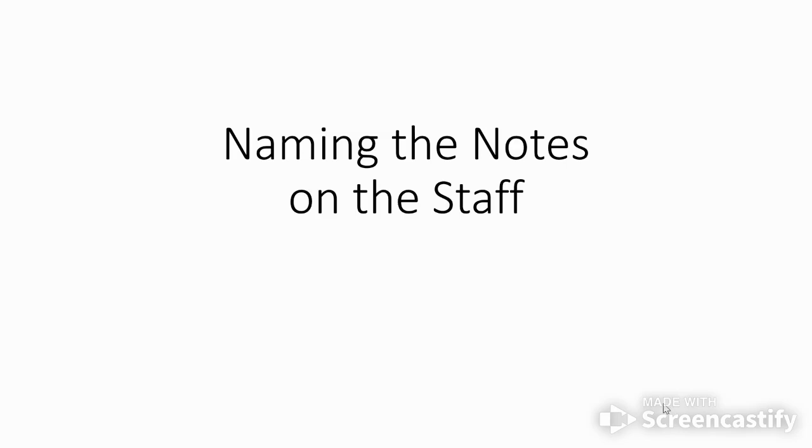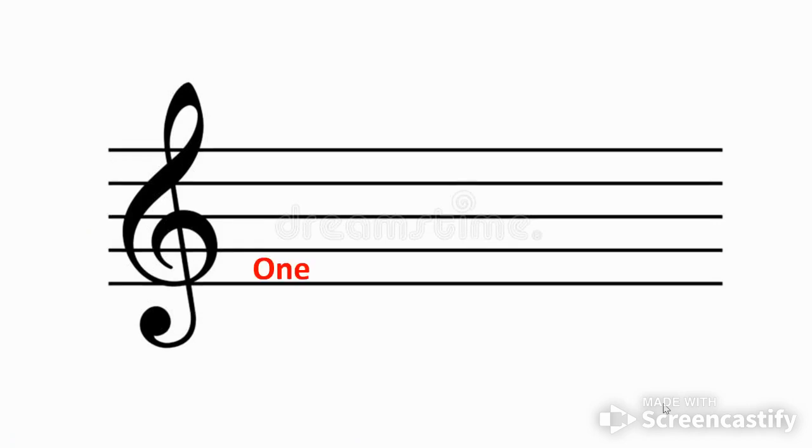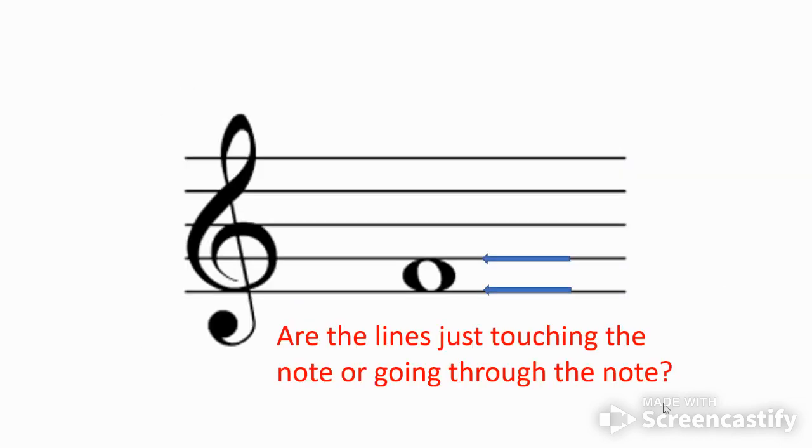Naming the notes on the staff. This is the staff. It is made up of 1, 2, 3, 4 spaces and 1, 2, 3, 4, 5 lines. It is really important that you know whether the note is on a line or on a space.